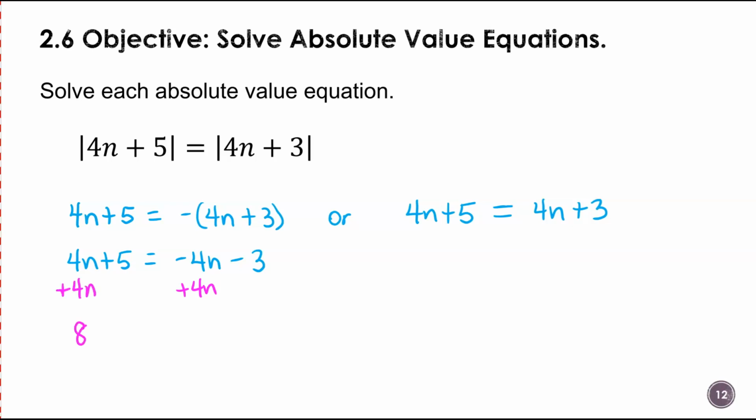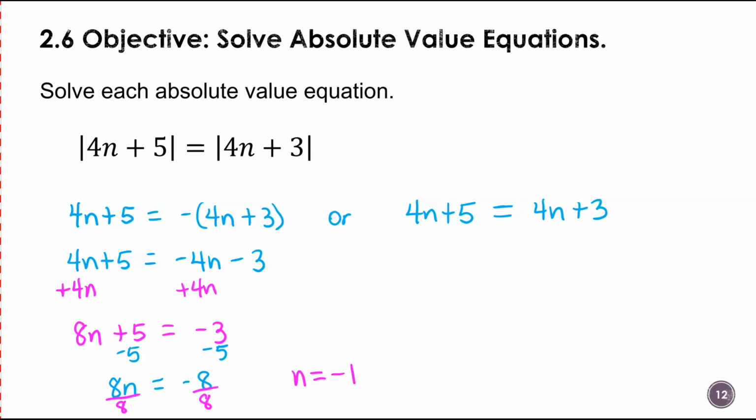and that gives me 8n plus 5 equals -3. And then we will subtract 5. Getting low on space here. 8n equals -8. Divide by 8. And we find that n equals -1.